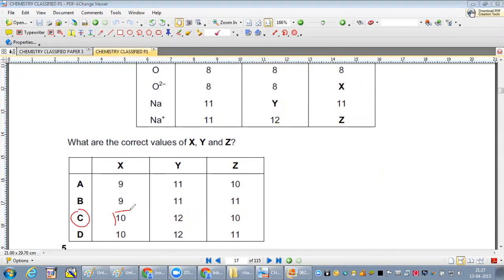There are 10 electrons because there will be 2 electrons more than the number of protons. For Z, it is Na+. There will be 1 electron less than a proton. This is the number of protons given, so 1 electron has to be less. This is the number of electrons, so the number of electrons over here is going to be 10. Only these two things are matching. So the correct option over here is C. If anyone has any more questions, they can ask me.